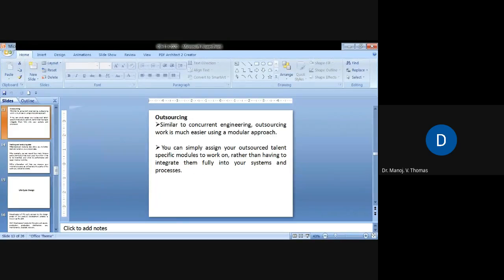Outsourcing. Similar to concurrent engineering, outsourcing work is much easier using a modular approach. You can simply assign your outsourced talent specific modules to work on rather than having to integrate them fully into your systems and processes. You can outsource something. Say your project has 5 modules. Out of 5 modules, for one module you think that you do not have enough expertise or enough resources to develop inside your organization. So what you can do, you can outsource that particular module alone, and the remaining 4 modules you can ask your employees to work on and design. So that way outsourcing is easier.